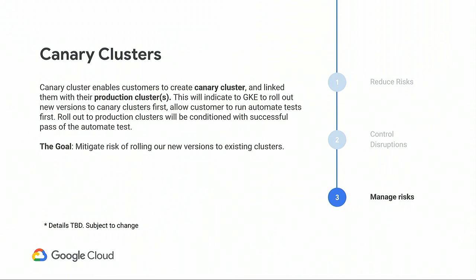Let's talk about managing risk. We spoke about ways to manage risk, and I think PDB, or pod disruption budget, is a super important capability that we support today, especially if you have a stateful application.